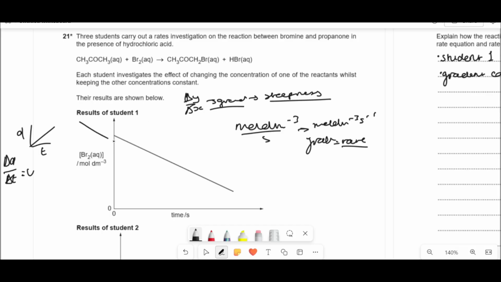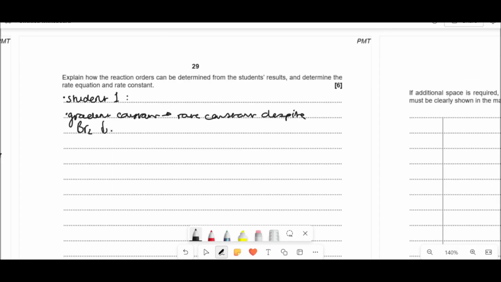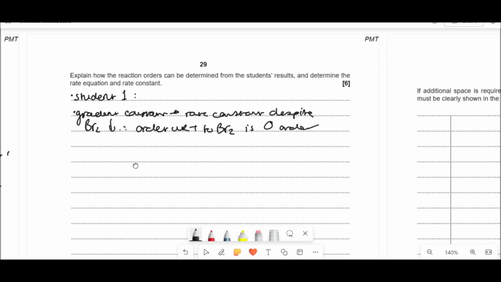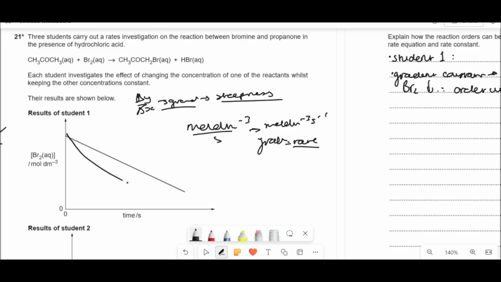BR2 is dropping over this reaction. BR2 decreasing. Therefore, the order with respect to BR2 is 0 order. Because if the steepness was changing, can you see how it's very steep here, less steep, and less steep? You can see that the rate is decreasing as the BR2 is dropping. But here, it's fixed, it's staying the same. So no matter how much BR2 you have, the rate is constant. So therefore, it's 0 order with respect to that. So we've actually figured that part out.